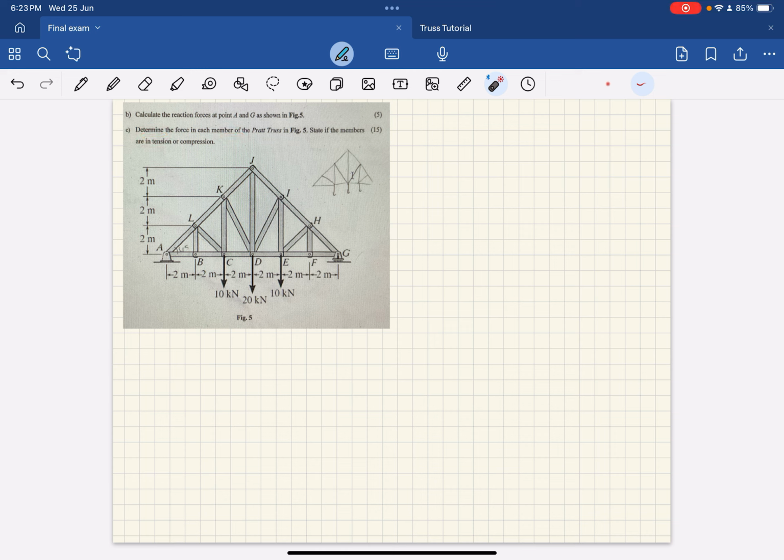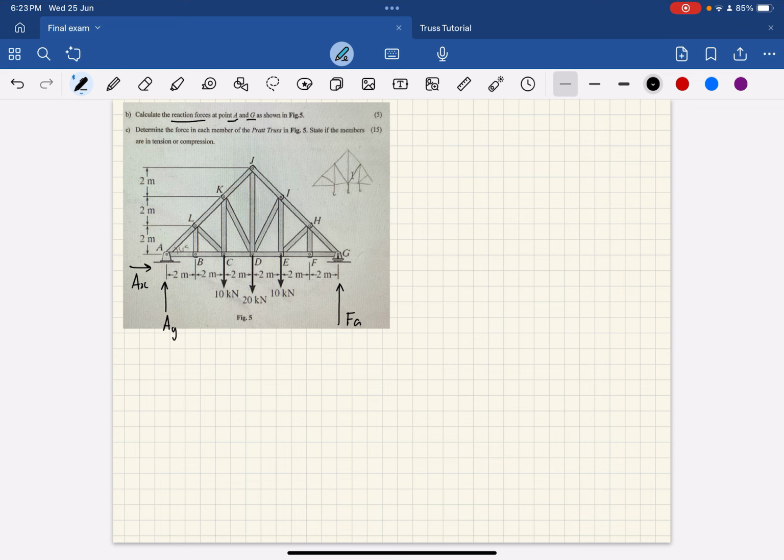Okay. So first and foremost, let's go to B first. B is actually pretty straightforward because they're only asking for the reaction force at point A and point G. So A, as we know, is a pin support, so we know it's supposed to have the AX and AY reaction forces, and G is a roller, so you only have FG.